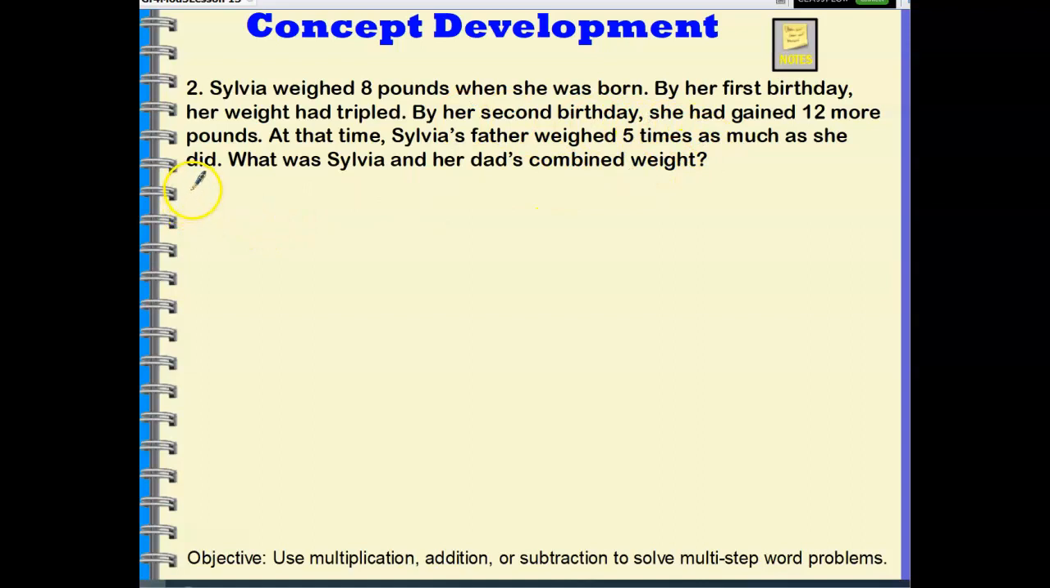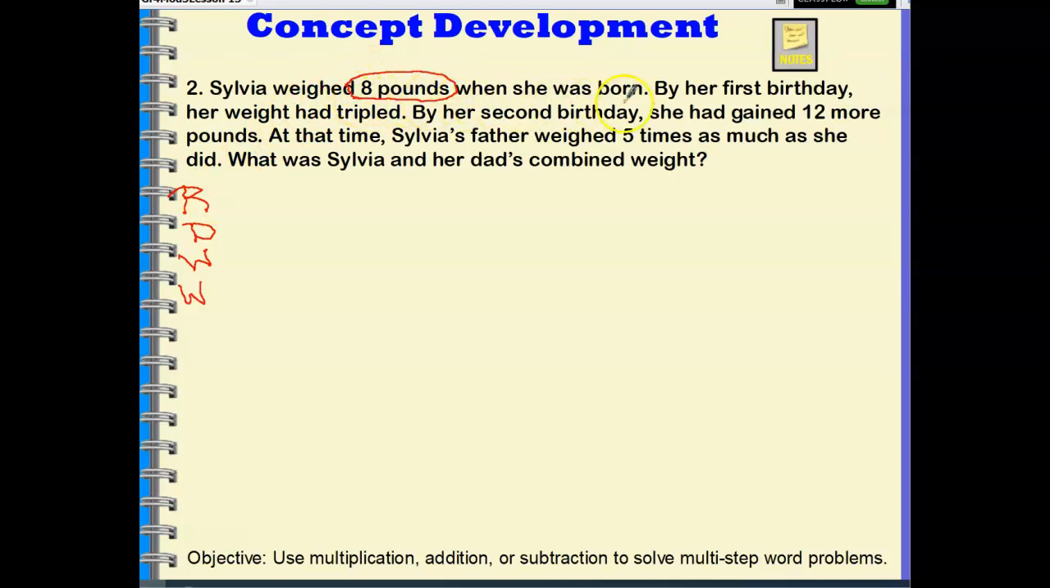Okay, now remember, when we are solving these multi-step word problems, we are going to start using the process of reading, drawing, writing our number problem, and writing our statement at the end. Okay, so it's very important, guys, that you follow this process. This is going to help you as you go through these word problems. So let's read. Sylvia weighed 8 pounds when she was born.